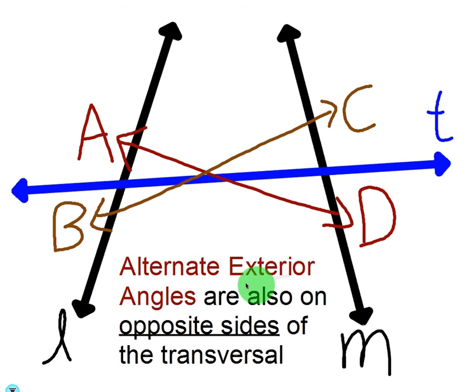Alternate exterior angles, same concept, except they're on the outside. Notice how A and D are both on the outside of L and M, so they're exterior, and they're alternate exterior because D is below T, A is above T, okay? And then B and C are also alternate exterior. B is below T, and it's outside of L. C is above T, and it's outside of M. So B and C would also be alternate exterior angles. And again, A and D would be the other pair of alternate exterior angles. They are angles that are also on opposite sides of the transversal and exterior, meaning they're on the outside.